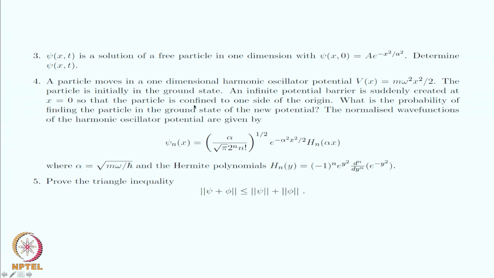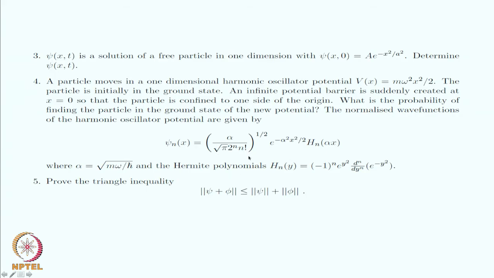So, at x is equal to 0 there is an infinite potential. So, we can expect that for x less than 0 the wave function will be 0. And so, the particle is confined to one side of the origin. What is the probability of finding the particle in the ground state of the new potential which was suddenly created?